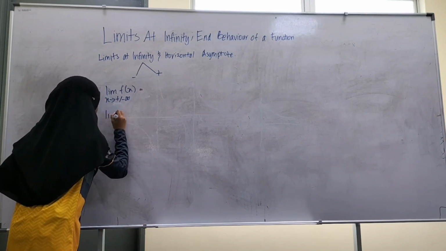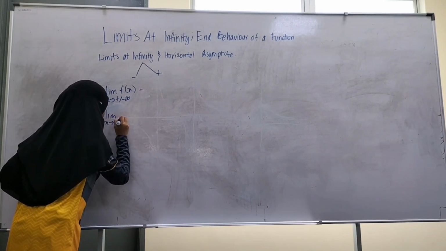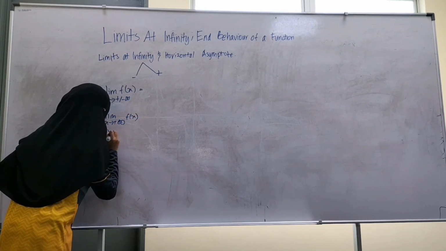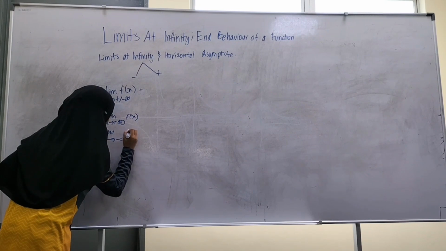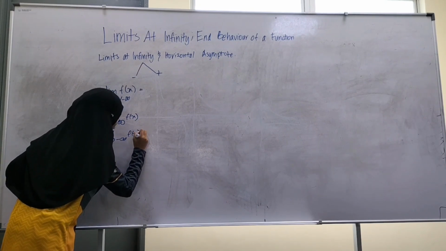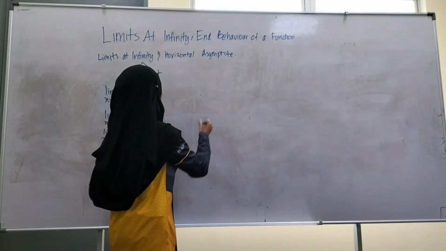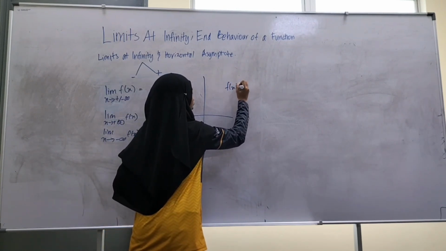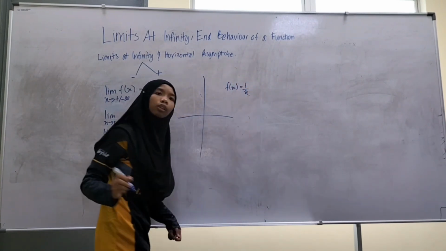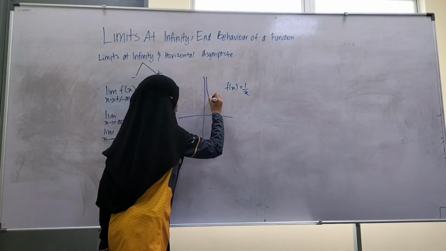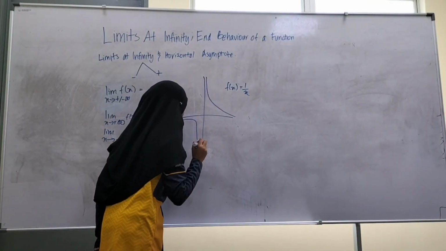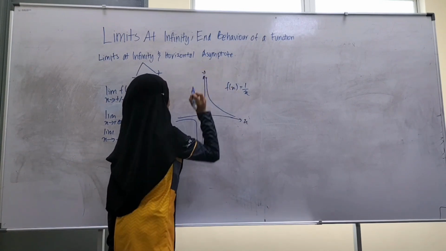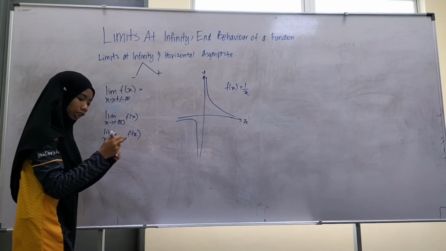So let's take limit x approaches positive infinity for a function f(x), and then a limit for x approaches negative infinity for a function f(x). For example, let's take a simple one. The function f(x) equals 1 over x. 1 over x is this. This is the function. This is the x, and this is the y.